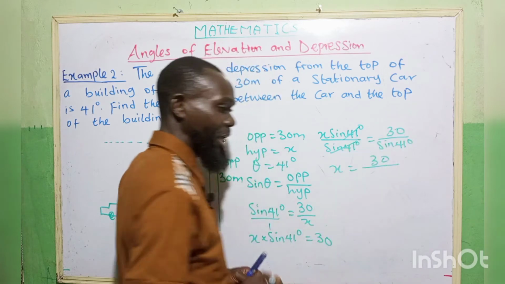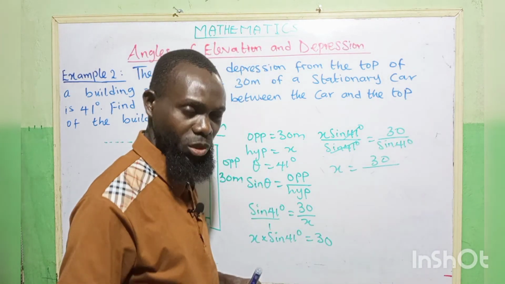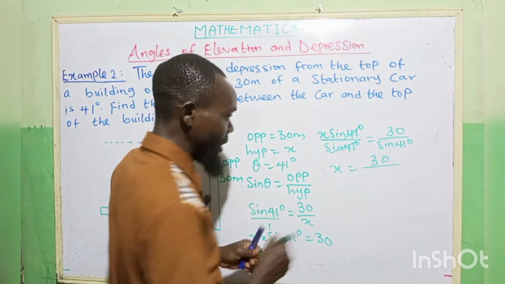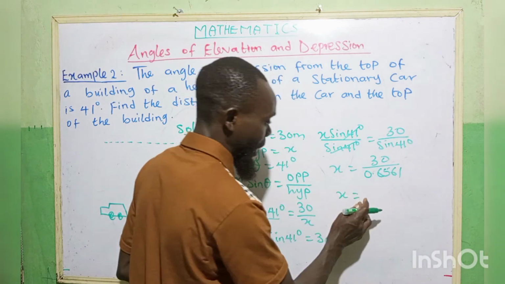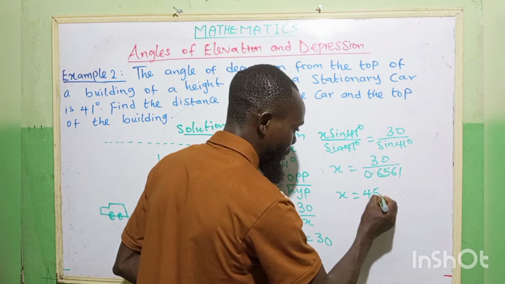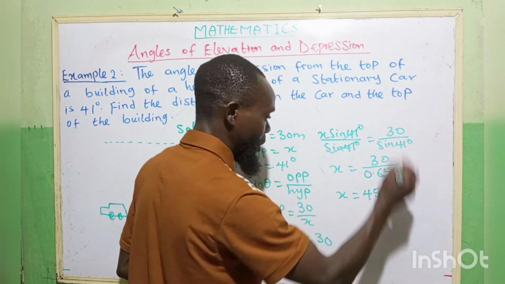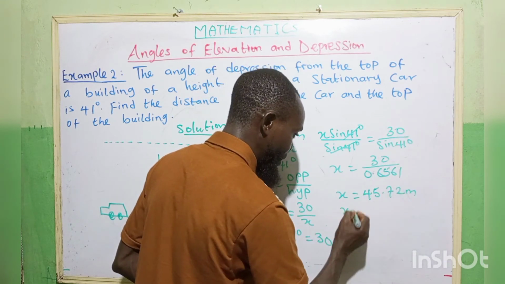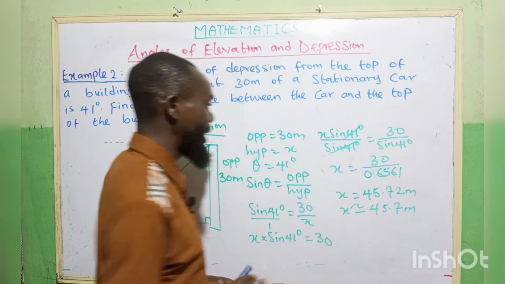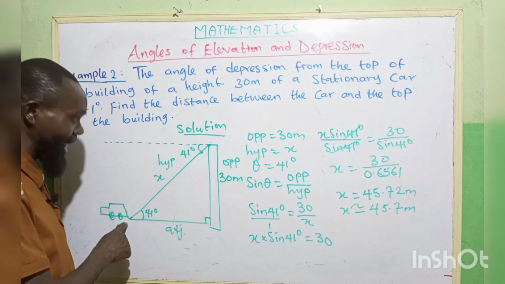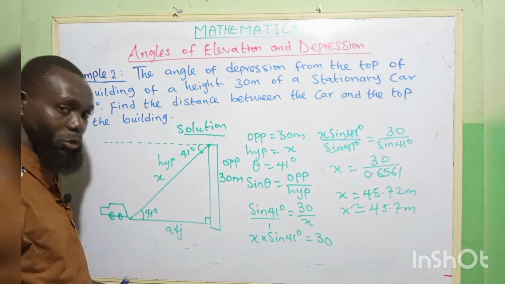So check your sine 41 in your four-figure table or your mathematical set. It gives 0.6561. Our x gives 45.72 meter, approximately 45.7 meter. So that's the value of the distance between the car and the top of the building.